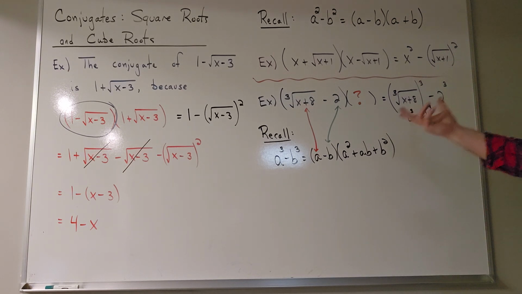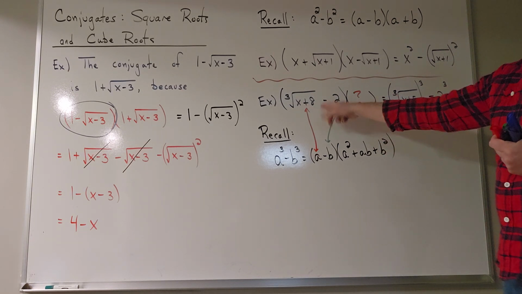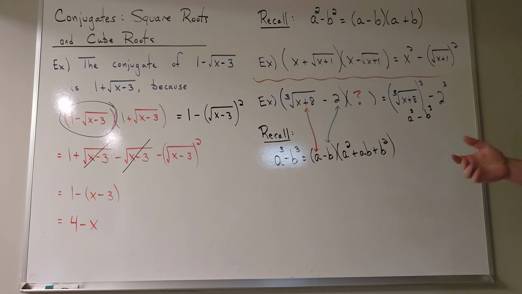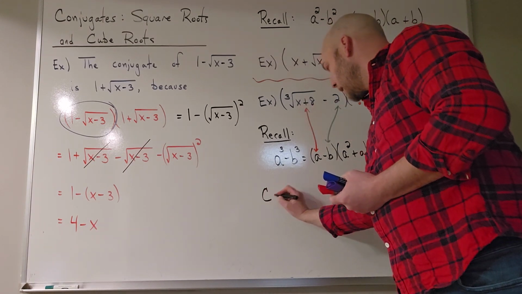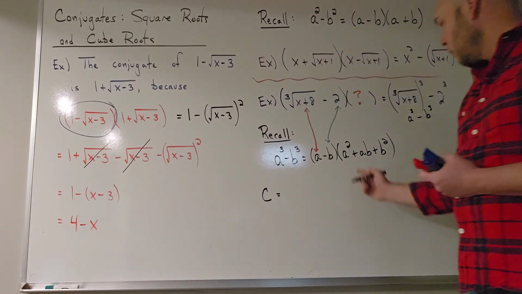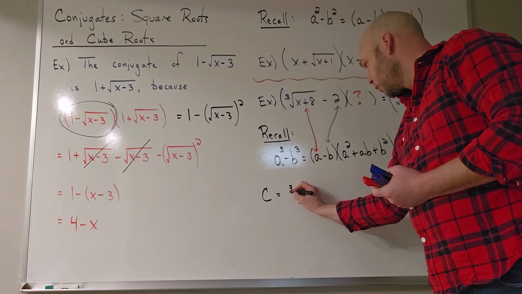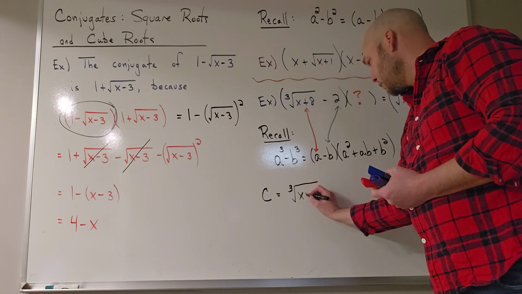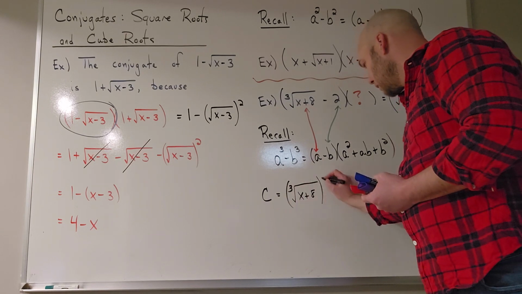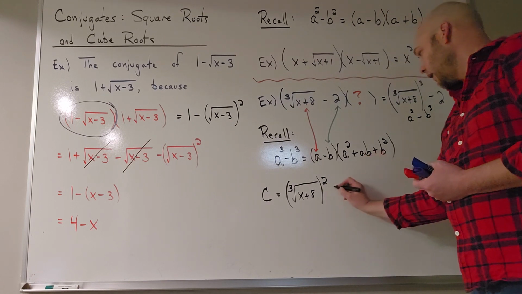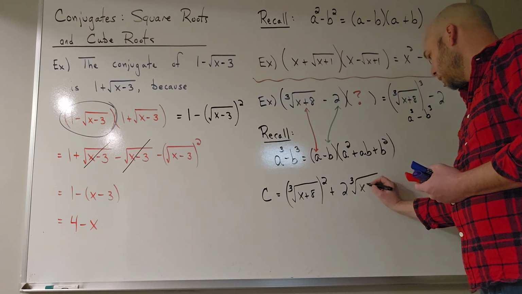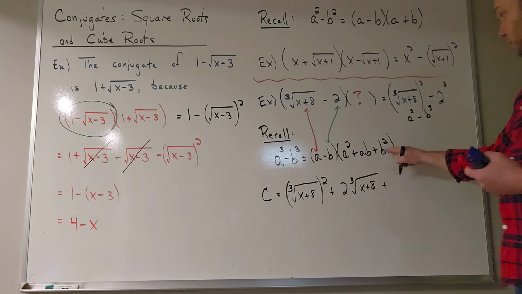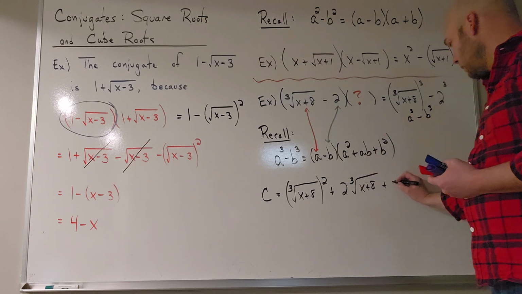So let's construct the conjugate, and then we'll multiply those together to make sure that it all works out the way we expect it to. If this is a and this is b, let's write what the conjugate is first. I'll abbreviate it as c. It would be the square of a, so that's the cube root of x plus 8 squared, plus the product of a and b, so that'd be 2 times the cube root of x plus 8, plus b squared. b is 2, so that'd be plus 4.